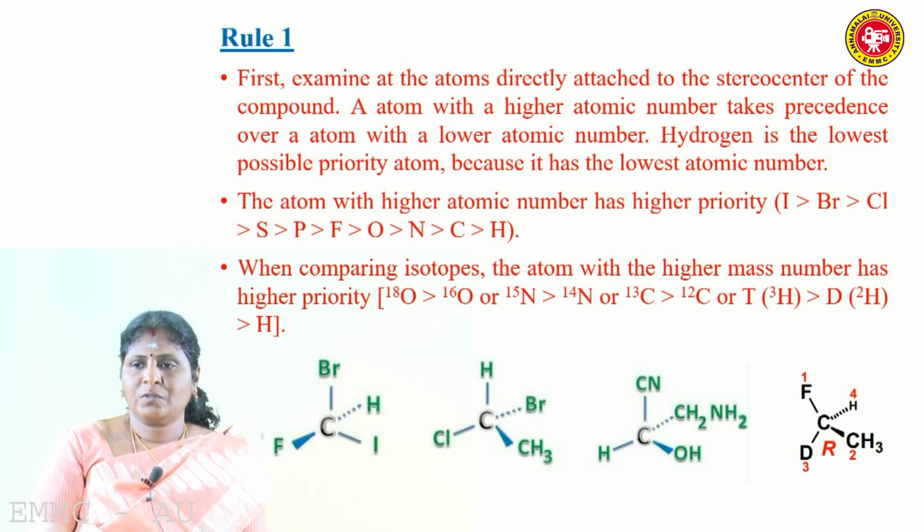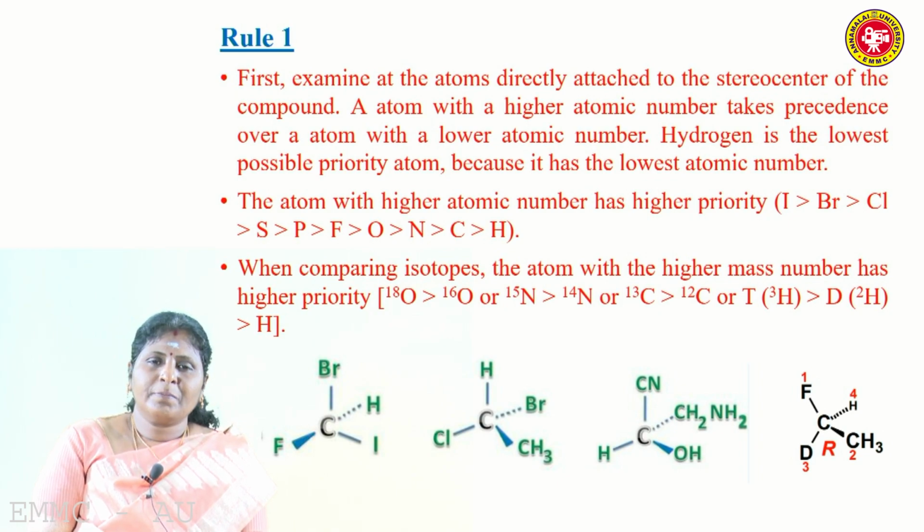When comparing isotopes, atoms with a higher mass number have higher priority. For example, in the case of oxygen, there are two isotopes, O18 and O16. Both have the same atomic number, so we have to consider the mass number. So oxygen 18 has the highest priority, then comes O16.